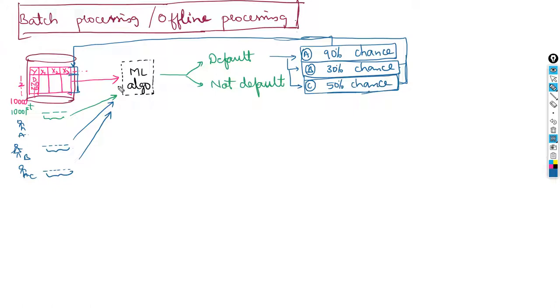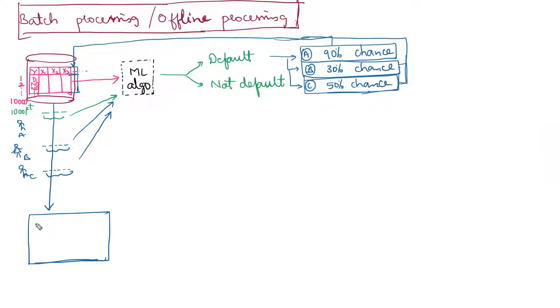Now what happens is, all these results would get displayed onto a visualization dashboard, some kind of application, right? This application probably would be viewed by loan department folks. It would say customer A has 90% probability of defaulting, customer B has 30% probability of defaulting, and customer C has 50% chance of defaulting. For this one, probably you'll say, okay, let me reject the loan because there is high probability. For this guy, probably you'll approve the loan.